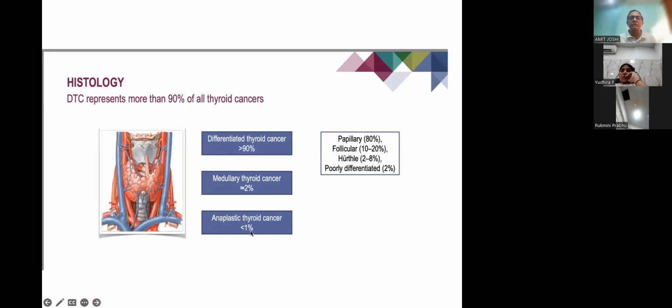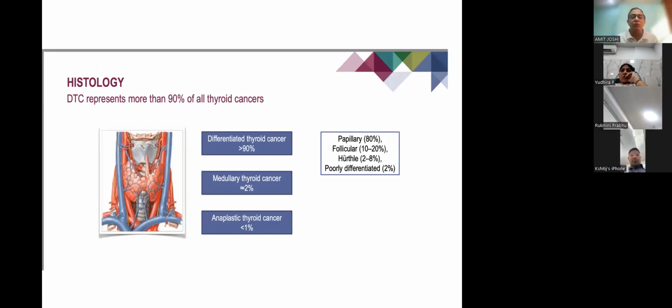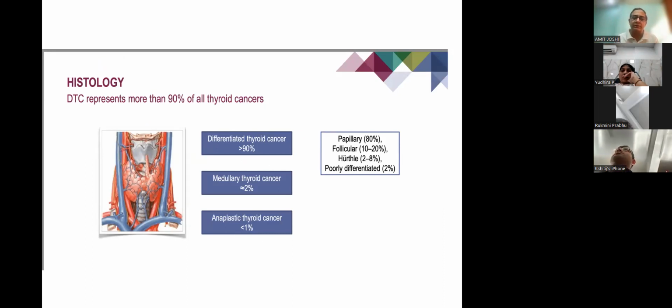Beginning with a few basic slides, we all know that thyroid cancer is not a homogeneous disease, and it has different variants, which we are all aware of: differentiated thyroid cancer, which comprises papillary, follicular, Hurthle cell, and poorly differentiated; the medullary thyroid cancer, which is supposed to be part of the neuroendocrine group and arises from the parafollicular C cell; and the anaplastic thyroid cancer. We all know the origins of these three types of cancers are different, their prognosis is different, and the management also varies.